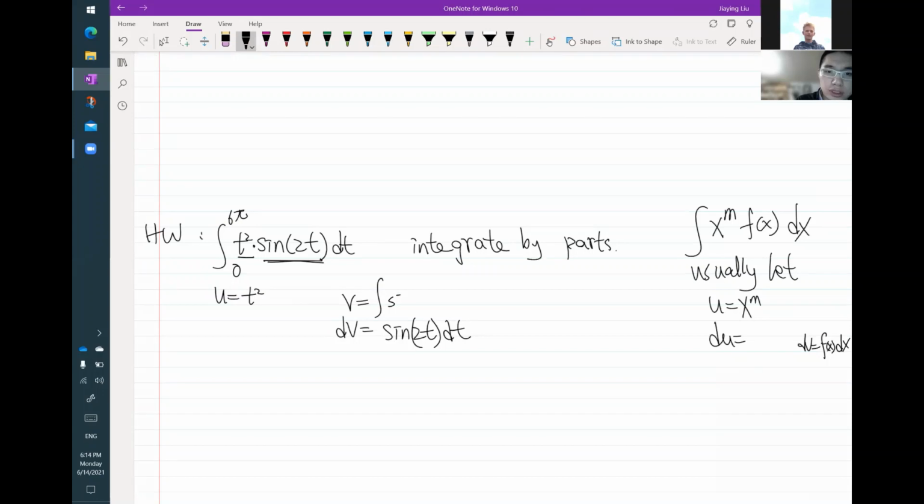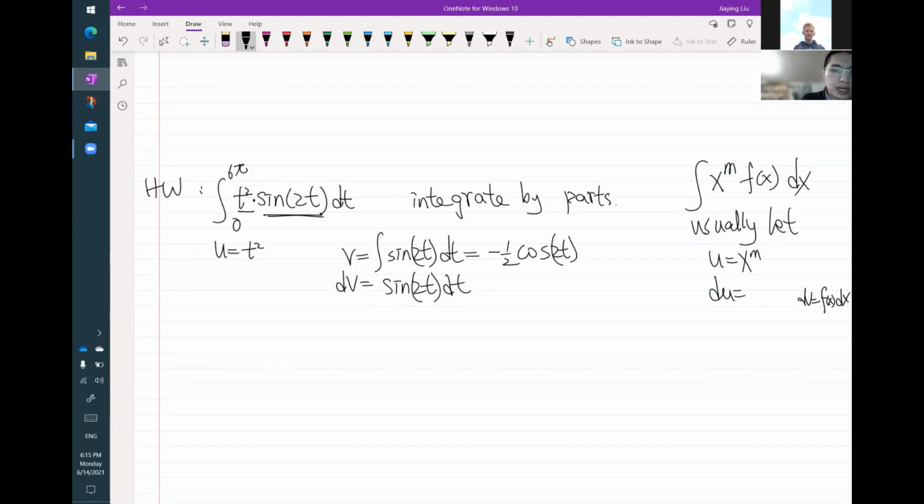v equals the integral of sine 2t dt. You might want to use a u-substitution to replace 2t, but I'm going to just do it directly and check my work later. If we integrate sine 2t, we get negative 1/2 cosine 2t. You can double check by taking the derivative. Cosine gives you negative sine, and then 2t gives you 2, so it comes out with 1/2. And then du is equal to 2t dt.